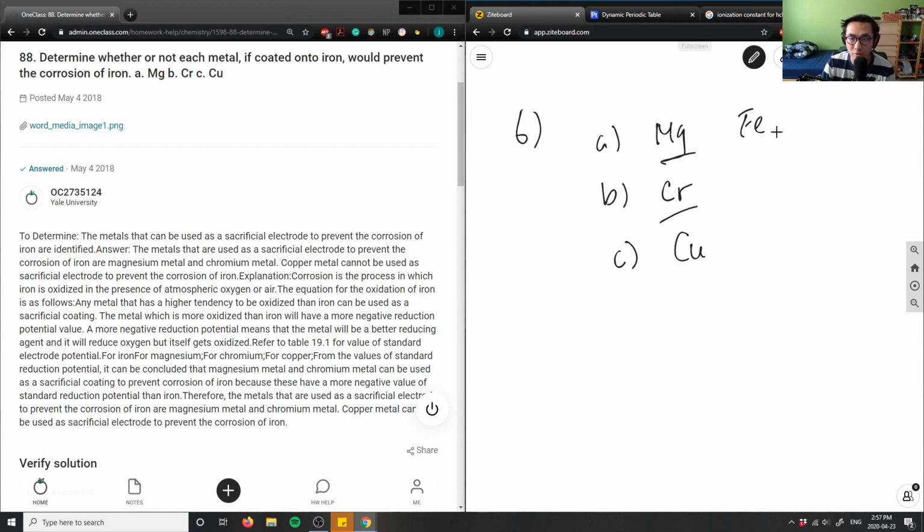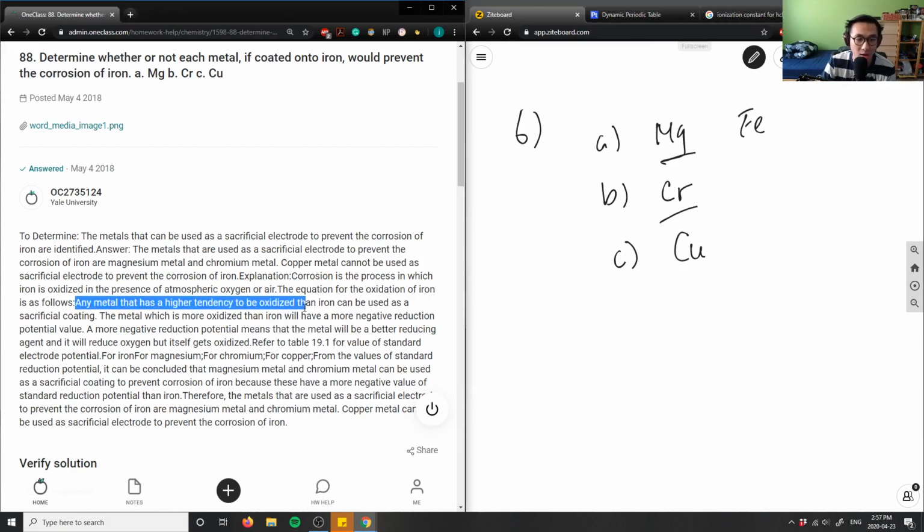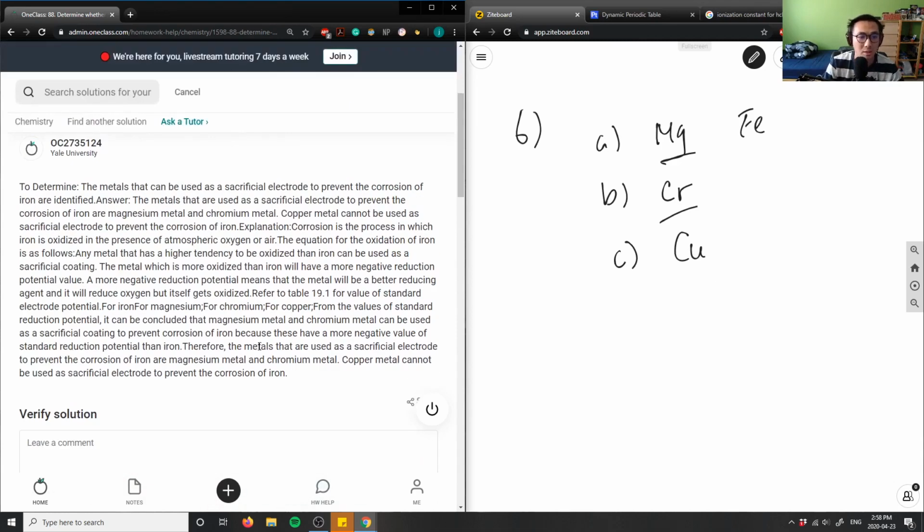prevent the corrosion of iron. The explanation says corrosion is just simply oxidation. That's good. Basically, it's saying any metal that has a higher tendency to be oxidized than iron can be used as a sacrificial coating. If you look at our oxidation potential tables, you would see that magnesium and chromium have a higher tendency, so they're higher up, which means they will be oxidized first before iron, right? Whereas copper is below iron in the oxidation potentials. Therefore, it would not protect against the corrosion of iron, because iron will corrode first before copper corrodes here. So this solution is correct.